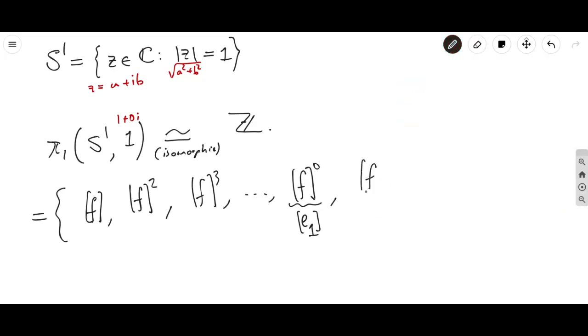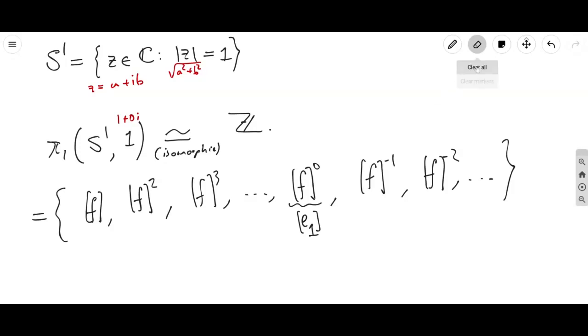And then you would have f inverse. So f inverse, this is the one that goes in the reverse direction. So this is the one that goes clockwise. And this would be f to the -2 and so forth. So that's how you end up getting the integers. So it's isomorphic to the integers. But of course, when you write it out like this, it's nice to see the actual description of what the homotopy classes are. So as I said, at the moment, we just accept the result, and then we're going to prove this afterwards.